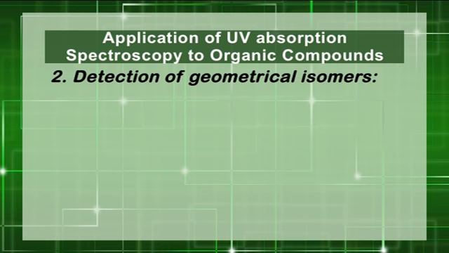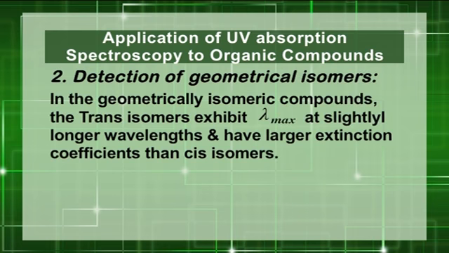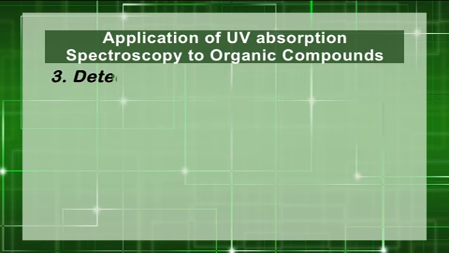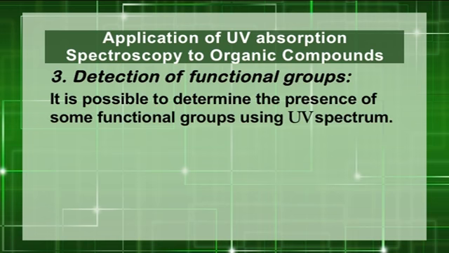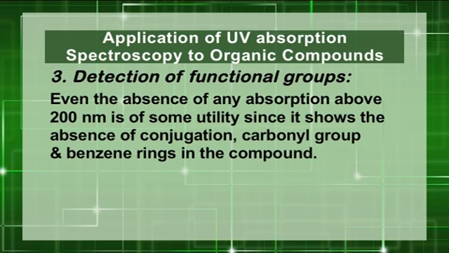Coming to detection of geometrical isomers. In geometrically isomeric compounds, trans isomers exhibit lambda max at a slightly longer wavelength and have a larger extinction coefficient than cis isomers. Detection of functional groups. It is possible to determine the presence of some functional groups using the UV spectrum. Even the absence of any absorption above 200 nanometer is of some utility, since it shows the absence of conjugation, carbonyl group and benzene rings in the compound.